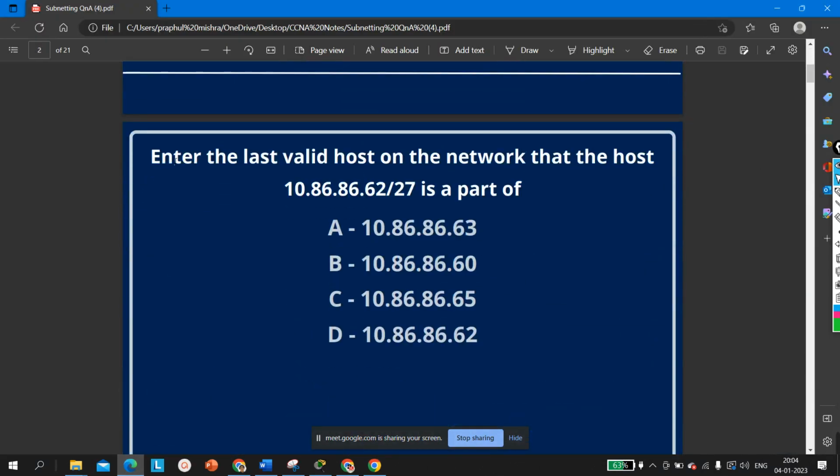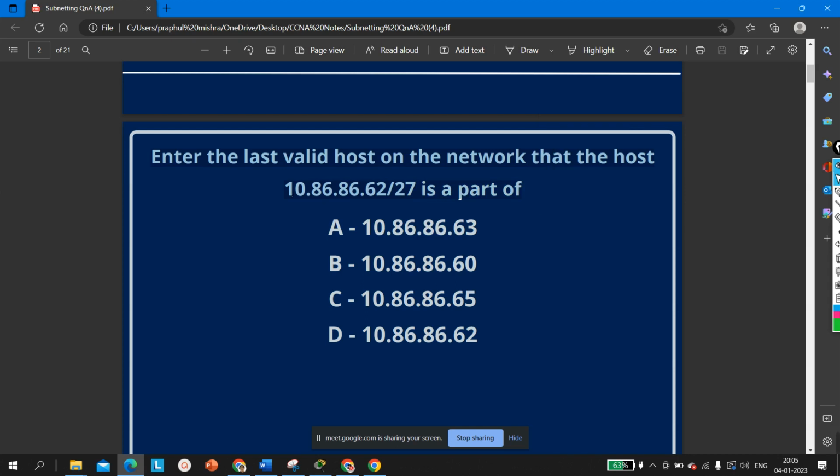See, first question is: enter the last valid host. Host means a device, right? An IP address. Here you can say valid IP address, valid host, valid interface. The meaning of all these things is the same, valid IP addresses. So enter the last valid host on the network that the host 10.86.86.62/27 is a part of.